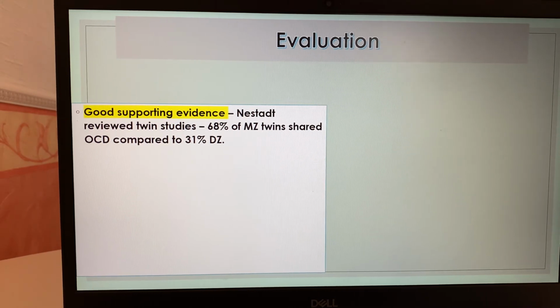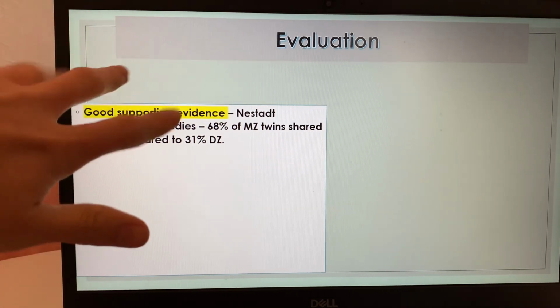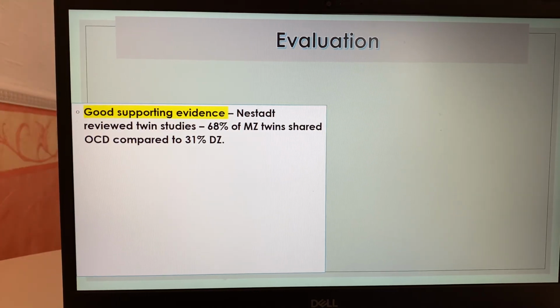So we have got some good supporting evidence from twin studies. Nestat reviewed, so looked at a meta-analysis of twin studies into OCD. 68% of identical MZ twins shared OCD compared to 31% of non-identical. So we could say, okay, there has to be some genetic element here. Obviously twins share 100% of the same DNA. But what also could be important, and that hasn't been mentioned in this study, is environmental factors. So this number isn't 100%. So there has to be some environmental factors to OCD. So that could be your little however.